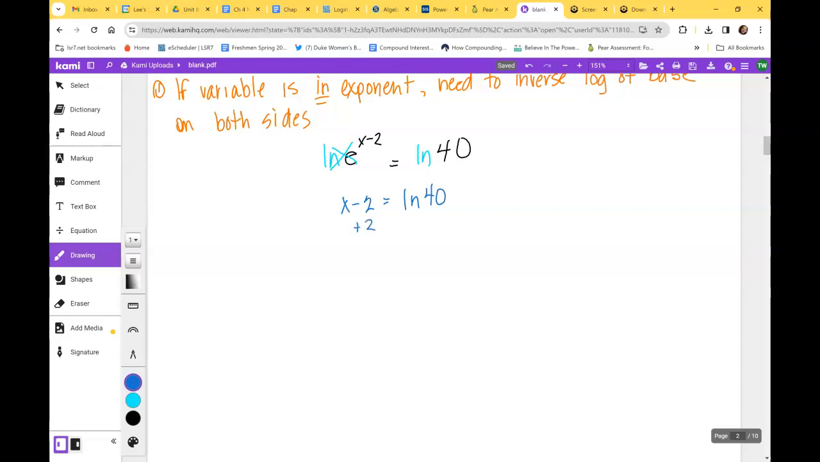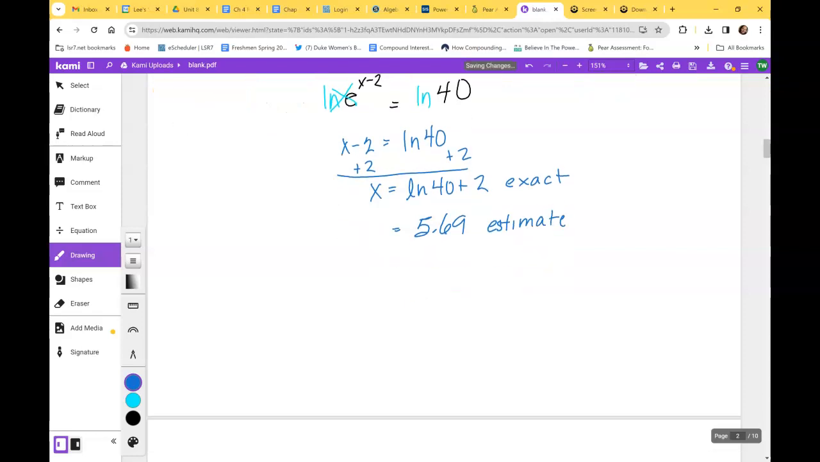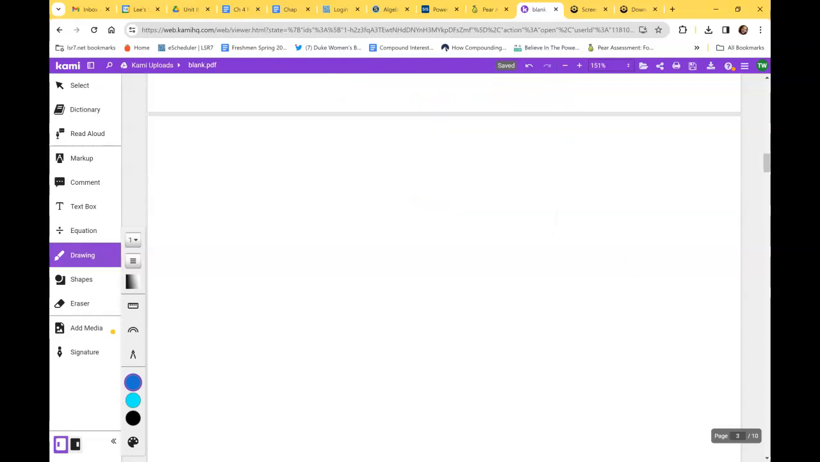This natural log on the right side didn't undo anything, so we're keeping that. I'm going to add 2 to both sides. And x equals the natural log of 40 plus 2. This is the exact answer in exact form. And if you put it in your calculator and round it to the hundredths, I get 5.9, and this is my estimated value. Make sure you label whether it's exact or estimated. Okay, so that's one kind. Go to the next page.